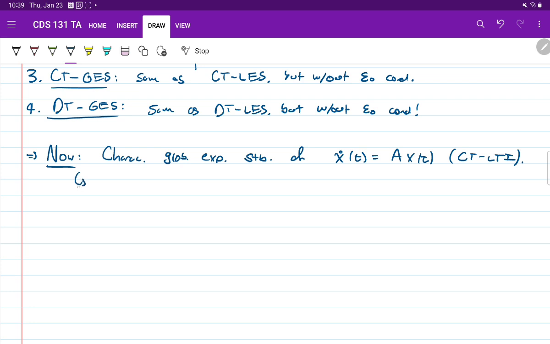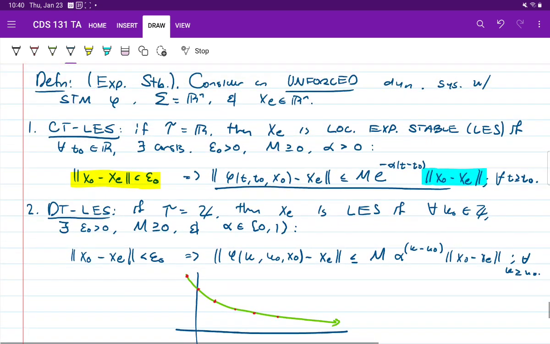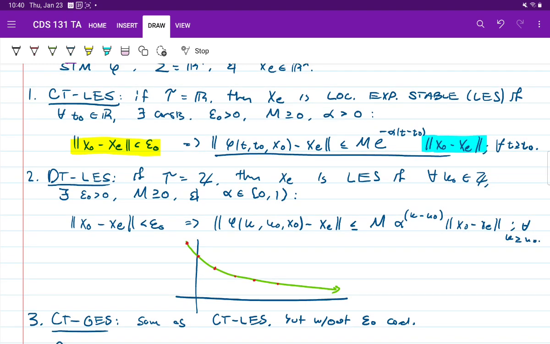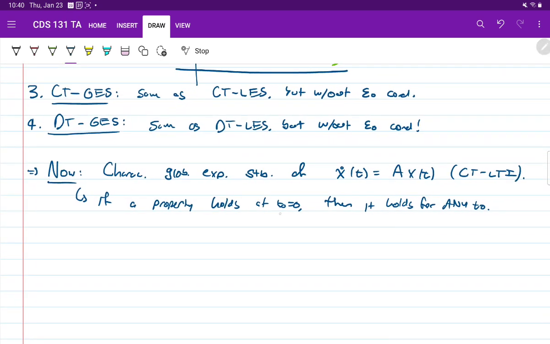And a nice property of LTI systems that we've seen so far is that if a property holds at t naught equals 0, then it holds for any t naught. Because in a linear time invariant system, objective times don't matter. It's only the difference in time passed that matters. So this is effectively to say that if we're able to achieve exponential stability at time t naught, we'll be able to get it for any time. So I'm going to just assume we're taking our initial time t naught equals 0.